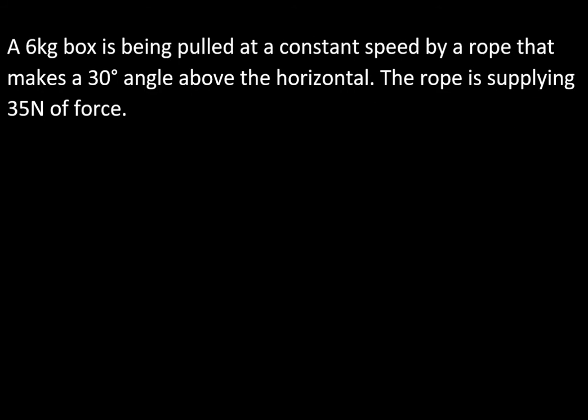So here's an example. We've got a 6 kilogram box being pulled at a constant speed by a rope that makes a 30-degree angle above the horizontal. So all of that is kind of just telling you about the situation. What I like to do is I like to draw it all out. So if you can't imagine what's going on here, then you've got a box sitting on a surface, and there is a rope attached to it, pulling it in this direction, and that rope makes a 30-degree angle.